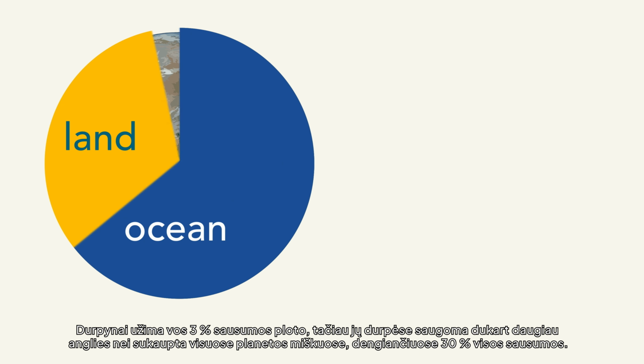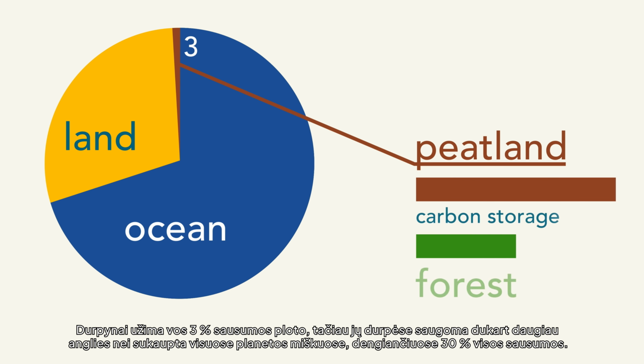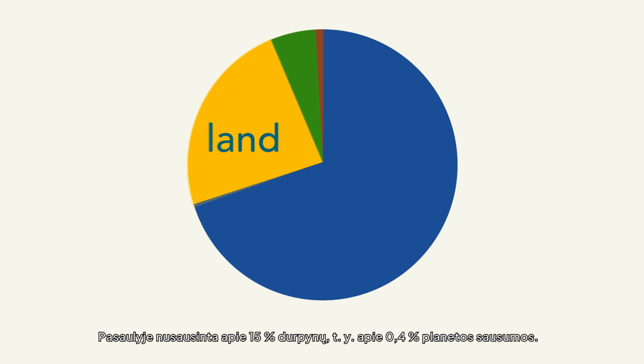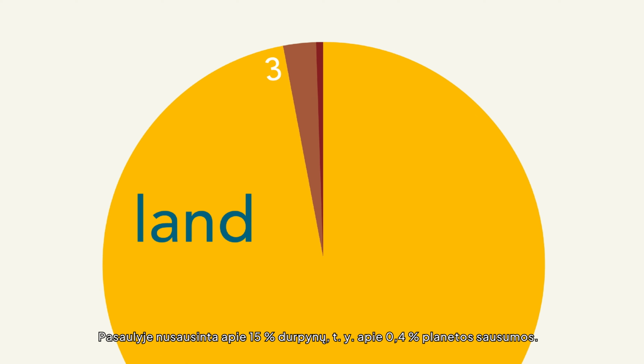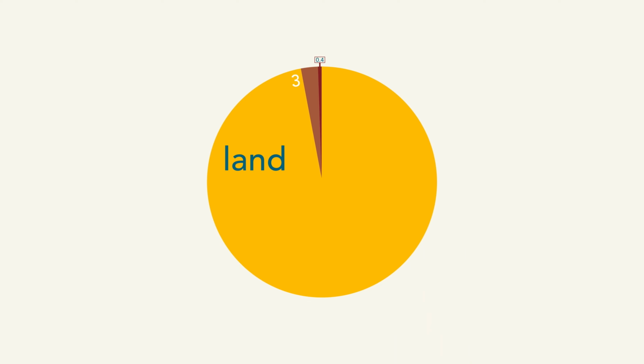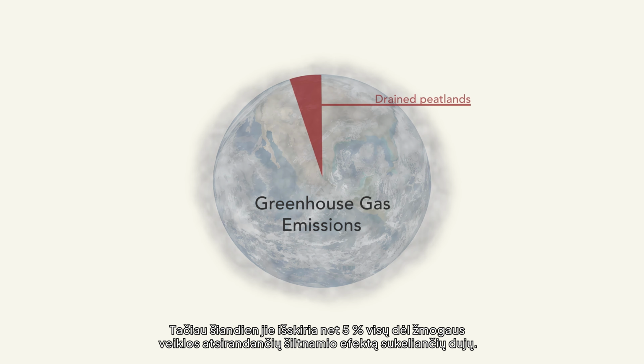Globally, peatlands cover only 3% of the land surface, but they store twice as much carbon in their peat as all the forests on Earth, which cover 30% of the land surface. Worldwide, only 15% of peatlands have been drained, which is about 0.4% of the global land surface. However, this today causes 5% of all man-made greenhouse gas emissions.